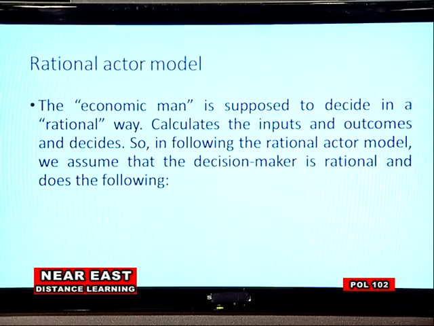Dear friends, one of the most significant models in analyzing political leaders' decisions is the rational actor model. Rational, what is rational? It's the opposite of irrational. So, rational means economic, and it also means logical. The economic man is supposed to decide in a rational way, and that's the starting point of the rational actor model. This model calculates the inputs and outcomes. The rational actor, the political leader whom we consider to be a rational actor, calculates the inputs and outcomes, and he or she makes the decision.